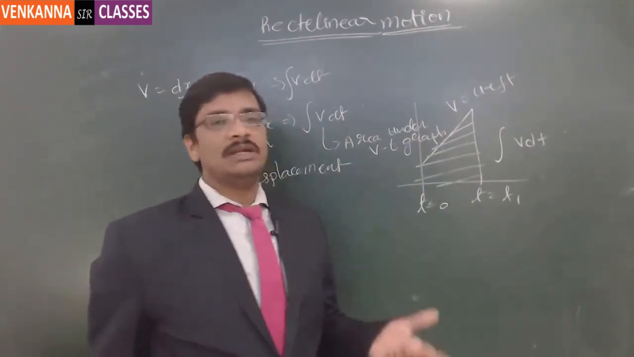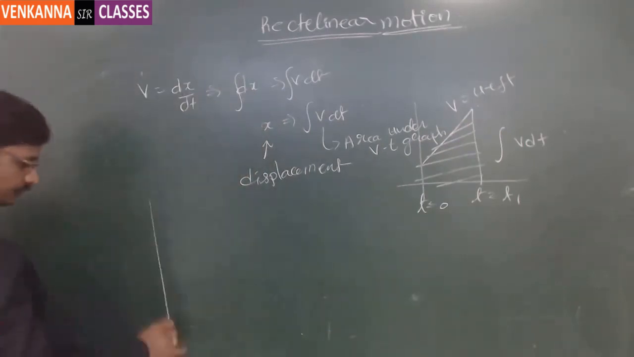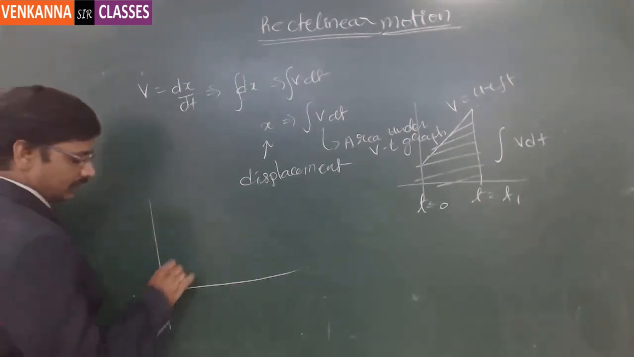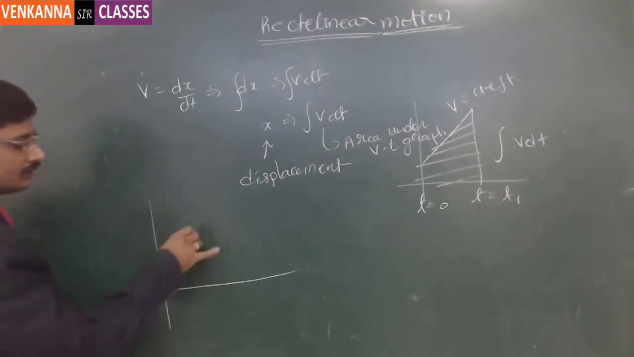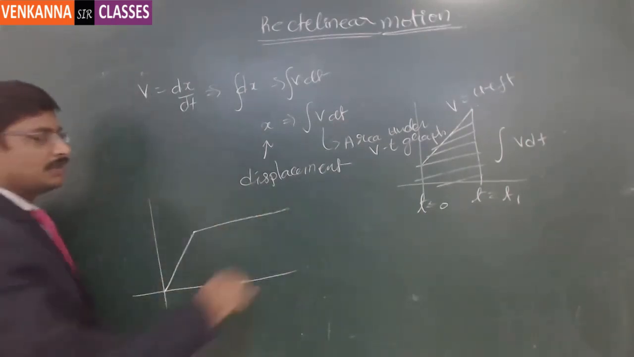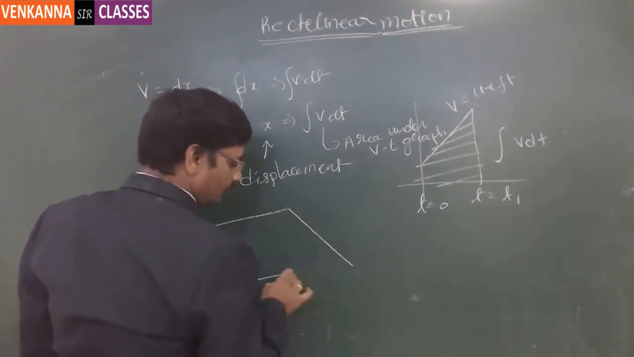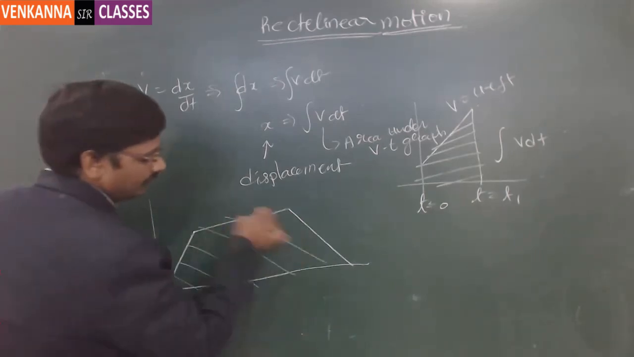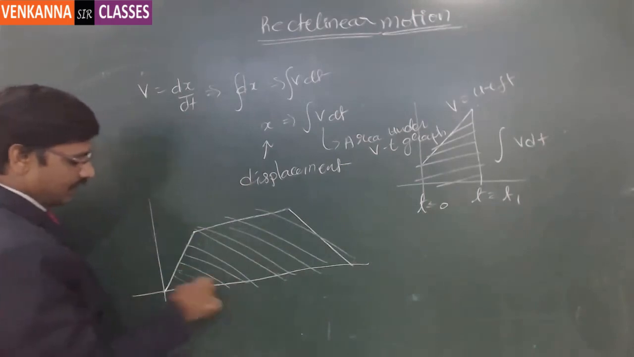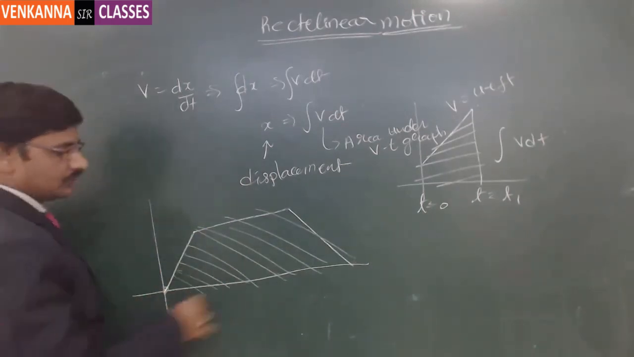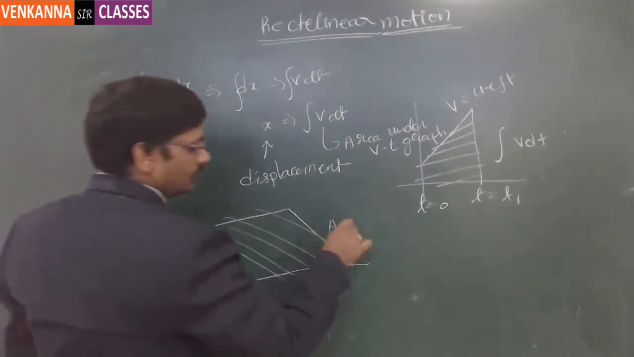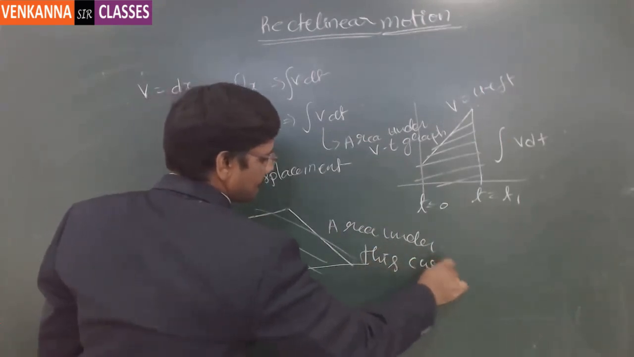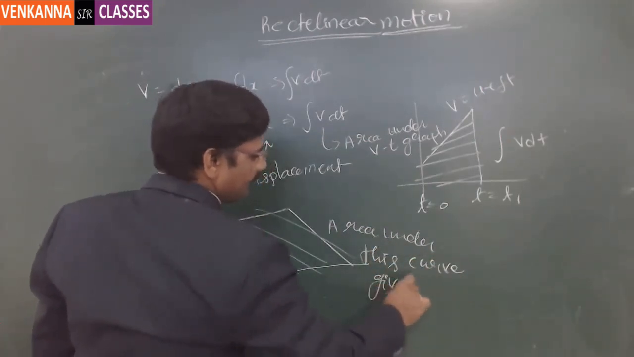So when problems are given this way, suppose a car started with 0 velocity, then with a uniform acceleration it rose to a certain velocity, and then it started traveling with a constant velocity. From there it applied the brakes and finally came to 0 velocity. It is stopped finally. Now the area under this entire curve will give the total displacement traveled between point A and point B. This is the area under the curve, and it gives the displacement.